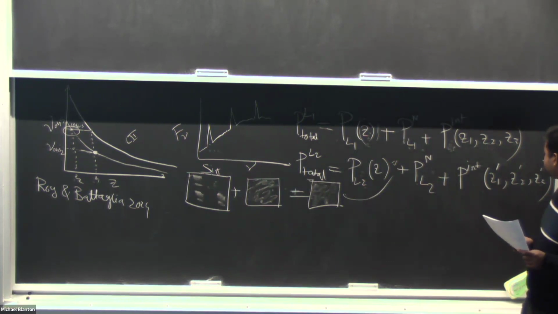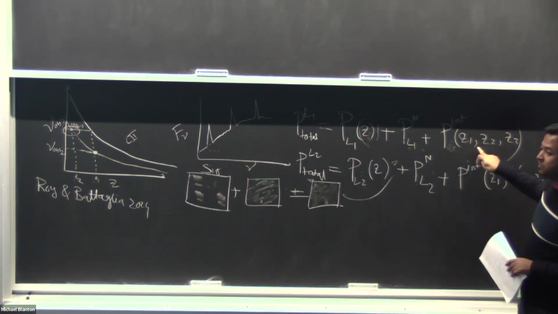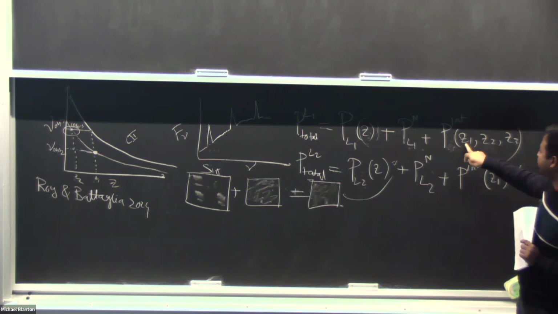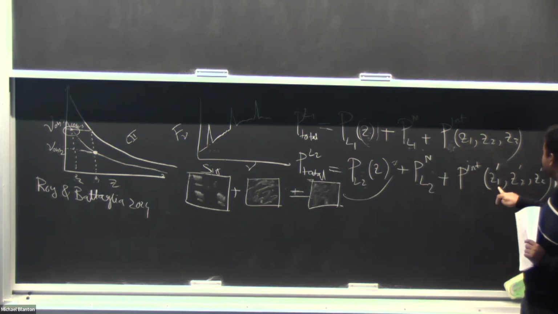I have a quick question. For the last two terms, they primarily come from the same object, so won't you expect some correlation? No, they are coming from different objects. That's why I have written Z1, Z2, Z3, and these are Z1 prime, Z2 prime, and Z3 prime. So they are not coming from the same sources.